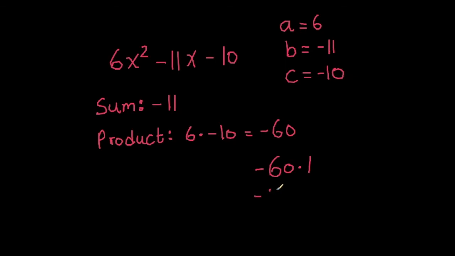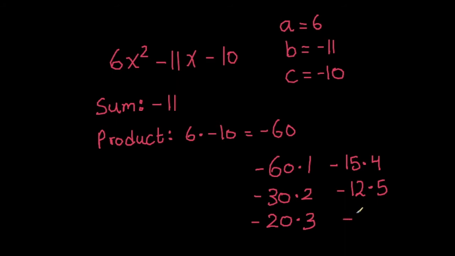We can consider negative 30 times 2, negative 20 times 3 is another possibility, negative 15 times 4, negative 12 times 5, and I think negative 10 times 6. These are all the factors of negative 60 where the negative number is larger. Okay, and I think that's it. I'm not entirely sure, but I believe that's it.